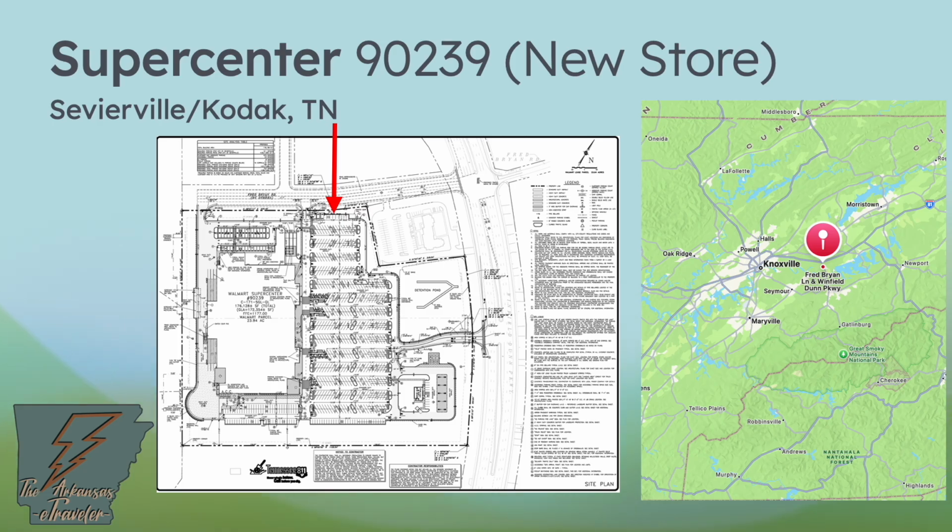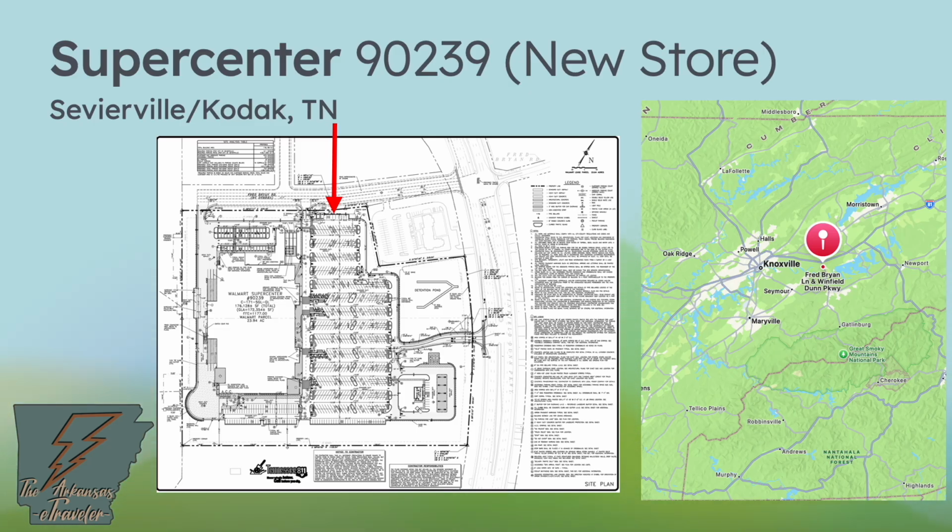But Supercenter 90239, there's no way that's the store number, but that's what it is right now on the building plans. This is a brand new store that's coming to Sevierville and Kodak. So what's interesting here is that it does include, right beneath that red arrow, four EV charging EVSE locations plus a pad for the transformer.